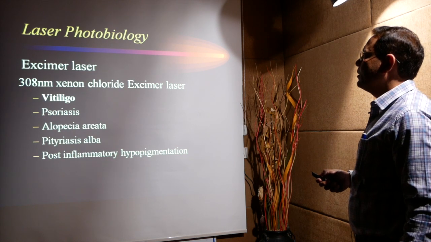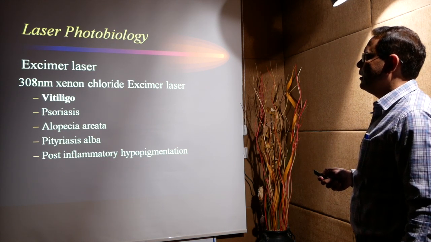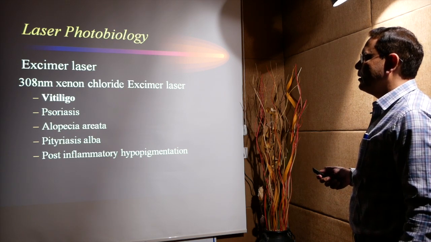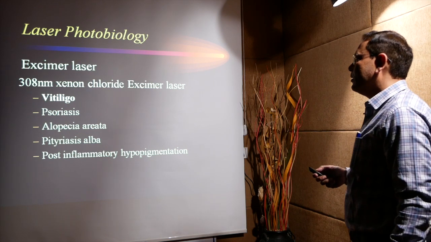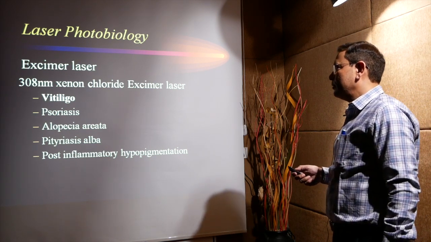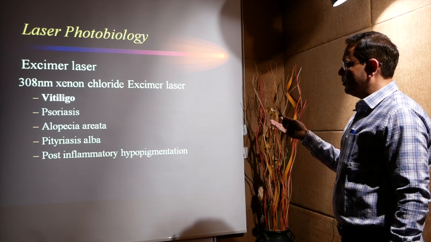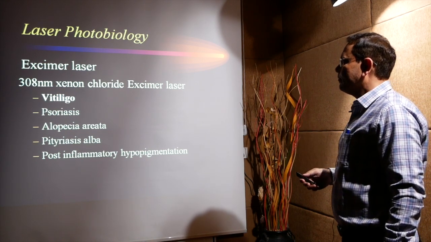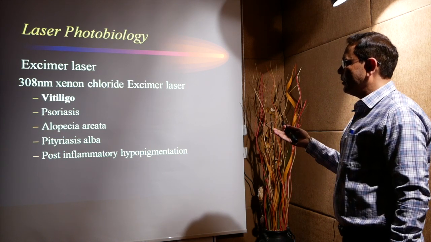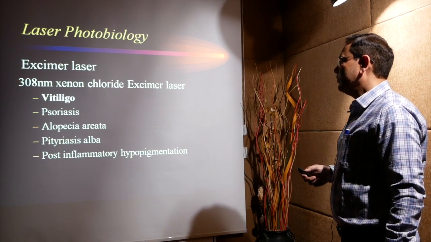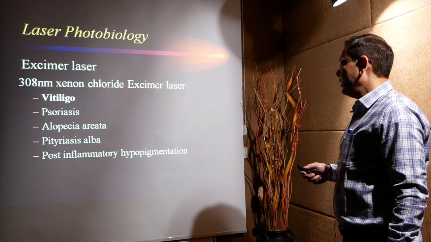Now, coming to the laser photobiology, an excellent example is the excimer laser, that is 308 nanometer xenon chloride laser. So, usually the indication of an excimer laser is vitiligo, that is the most common and important indication. Other indications, it can be used in psoriasis, alopecia areata, pityriasis alba, and post-inflammatory hypopigmentation.